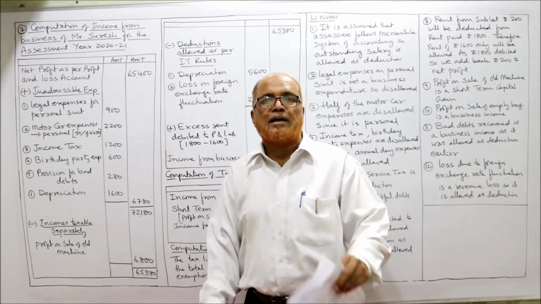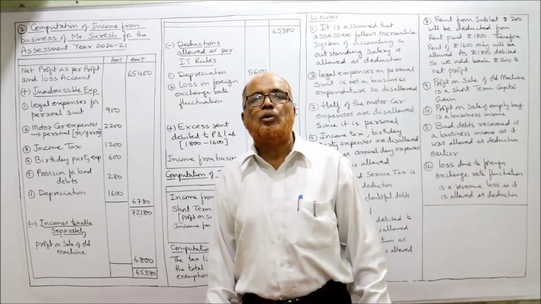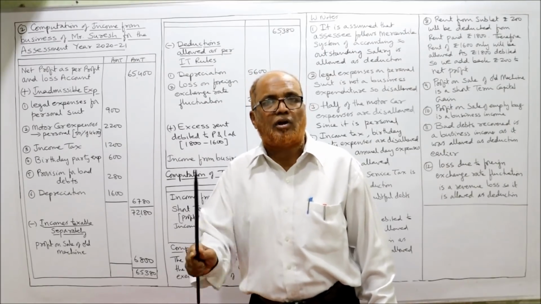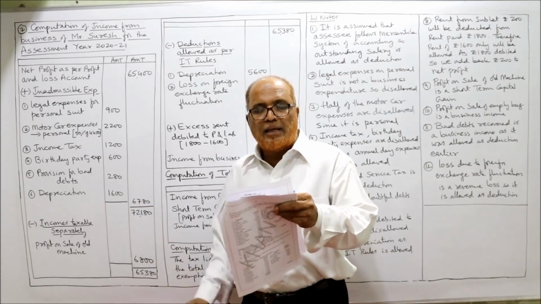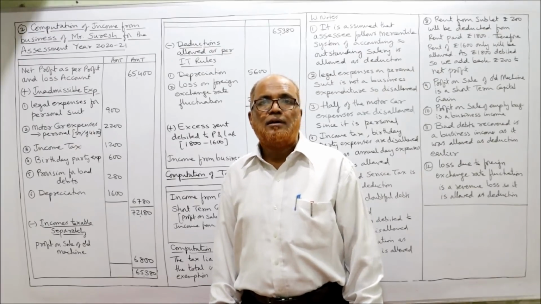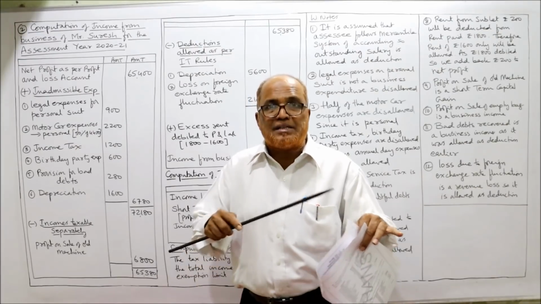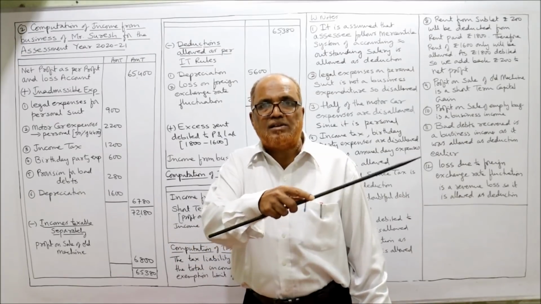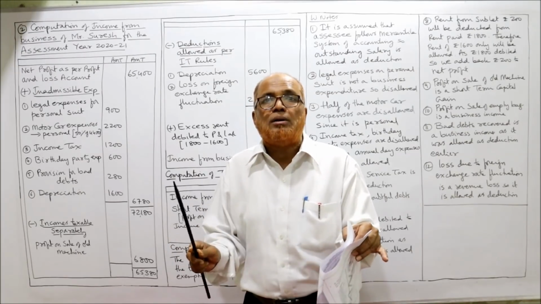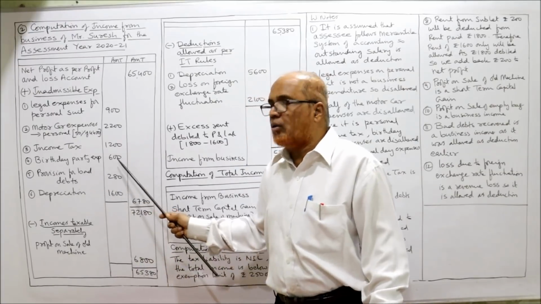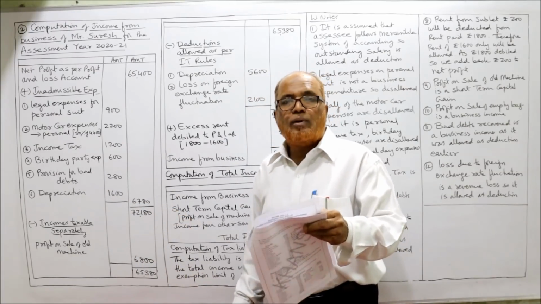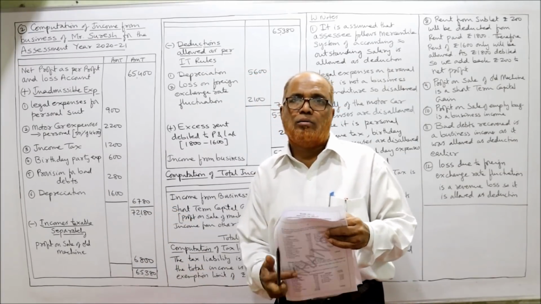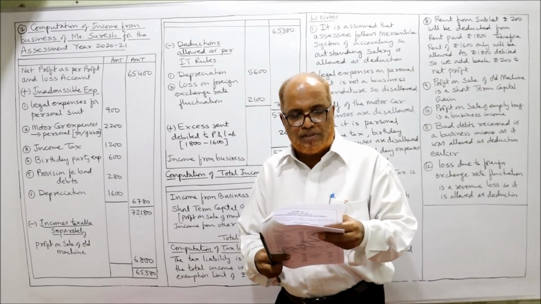Next item, income tax. In the previous problem I told you income tax is a personal tax, not allowed. Add back. Then birthday party expenses. Birthday party is a personal event, so birthday party expenses should be paid by the SSC from his own pocket. It is not a business expenditure. Disallowed. Then annual day expenses of the shop, it is allowed.